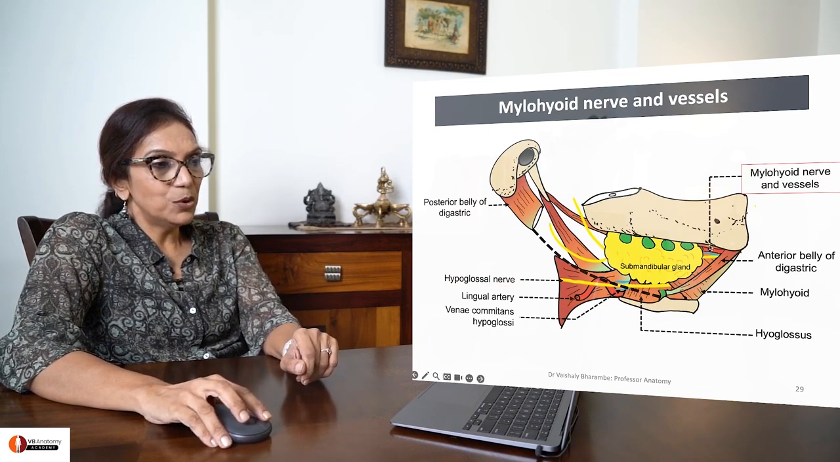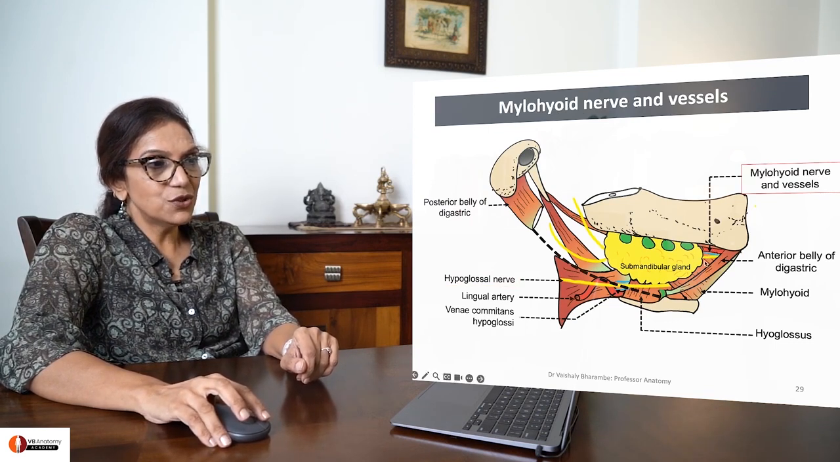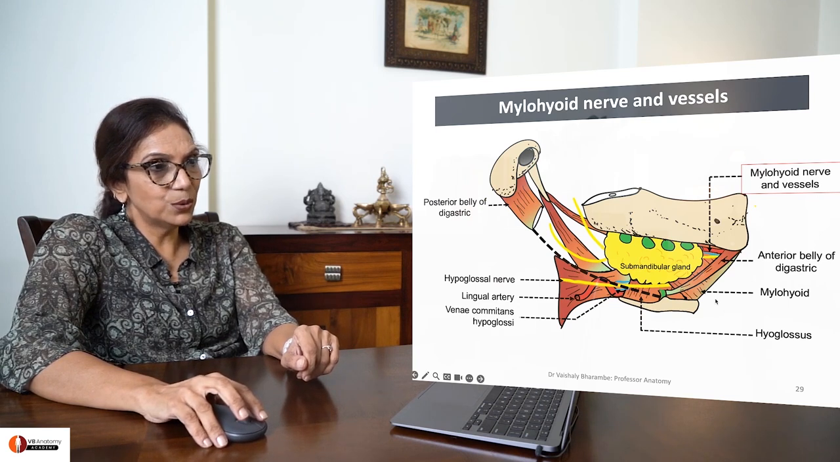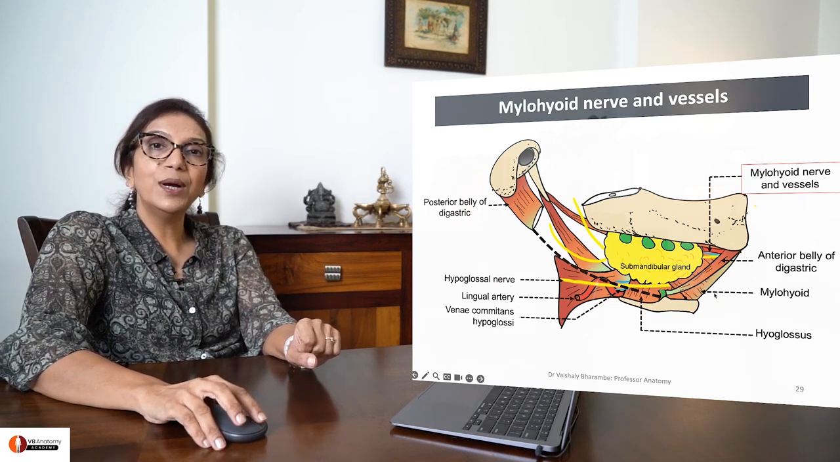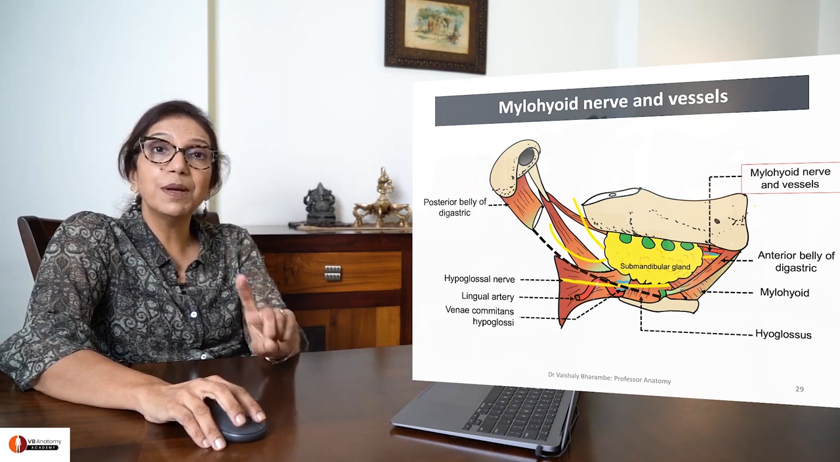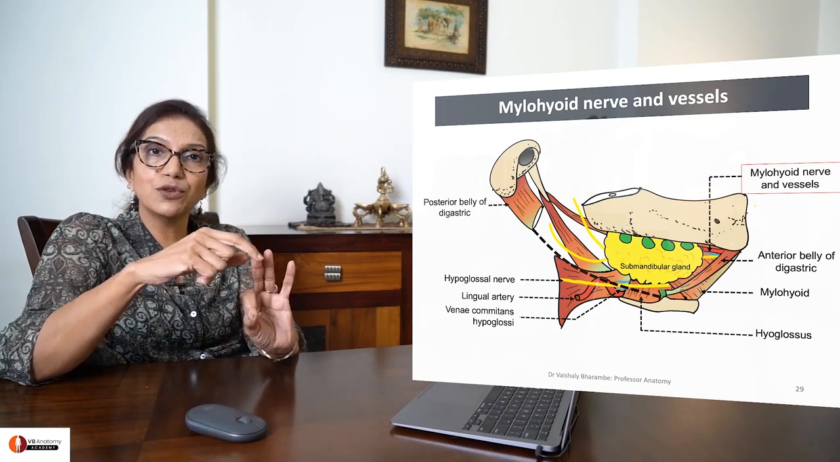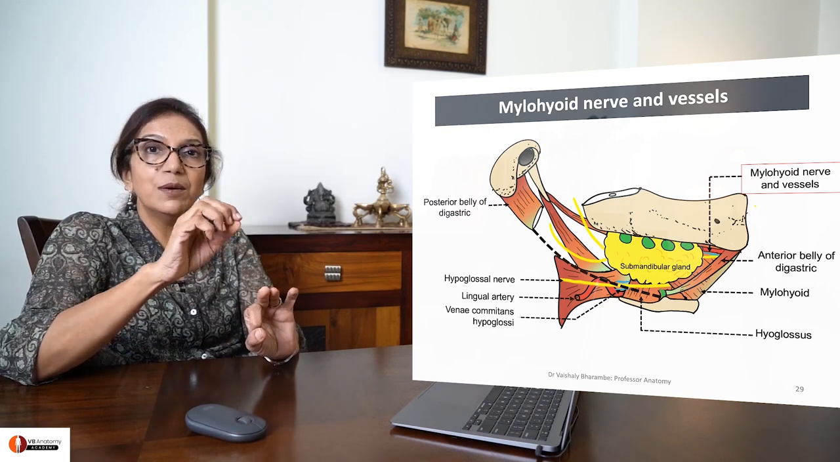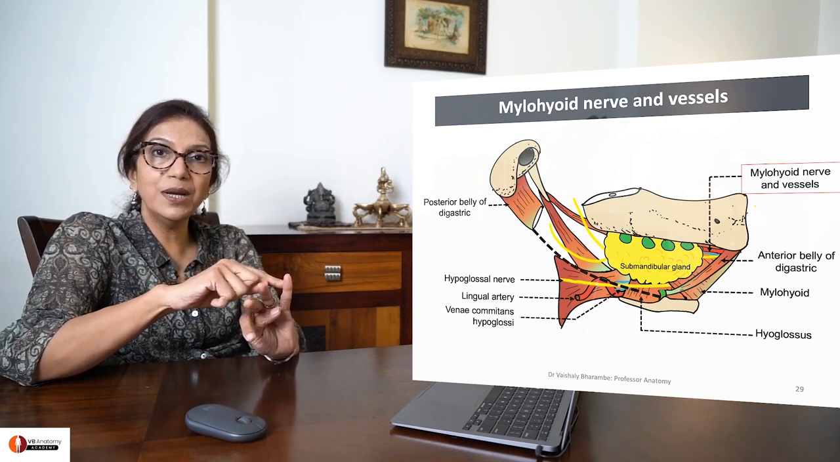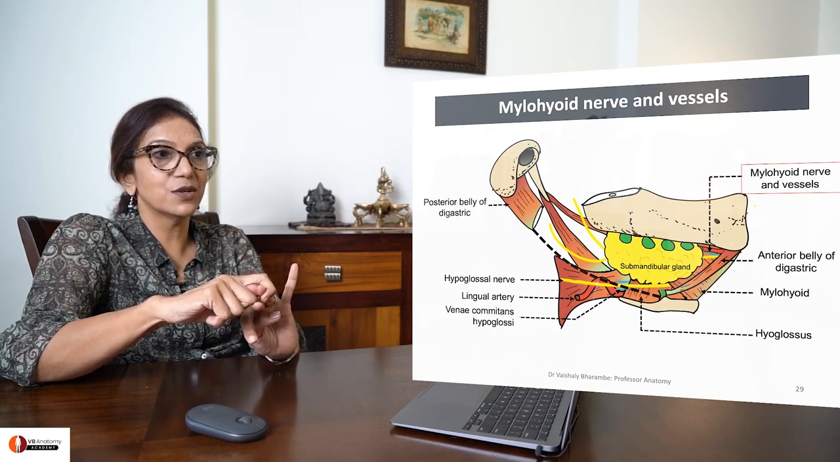Finally, in the anterior-most part of digastric triangle, just superficial to the mylohyoid, are mylohyoid nerve and vessels. Just remember, mylohyoid nerve is a branch of inferior alveolar branch of mandibular nerve. These are motor branches to the mylohyoid and anterior belly of digastric.